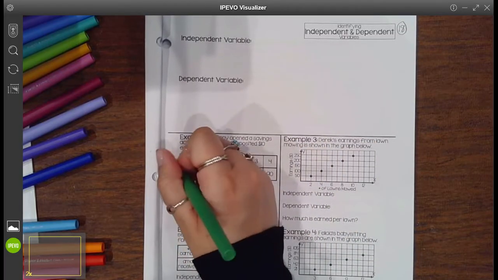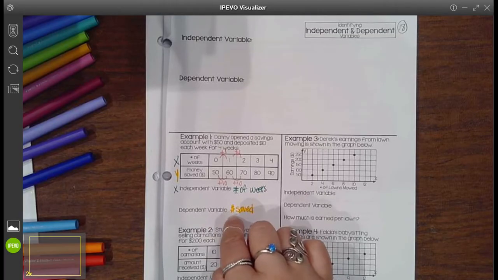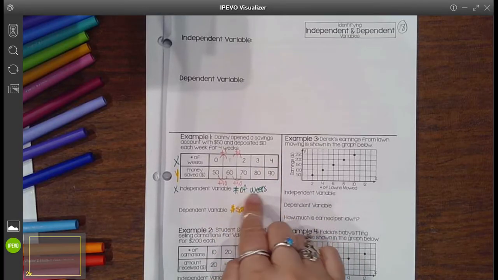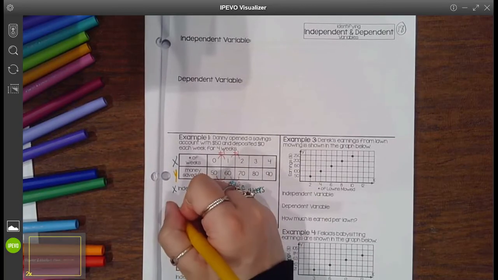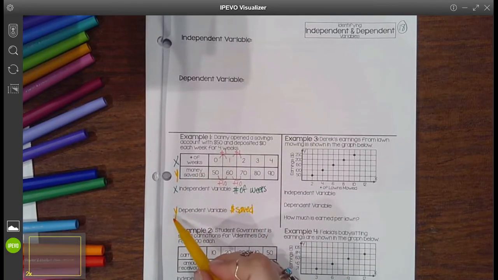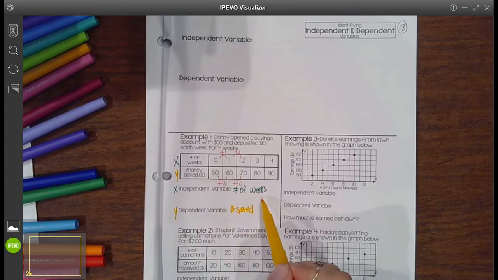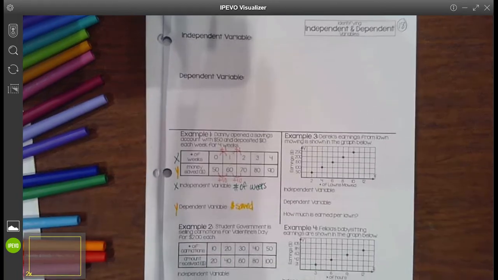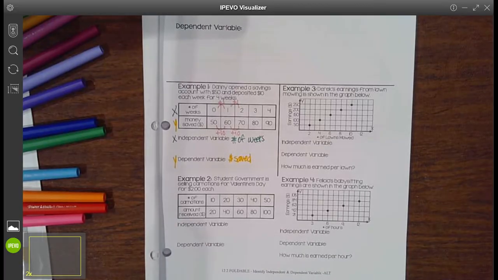So if somebody were to ask you, wow, how do you have so much money? Well, I have that much money because I've been saving for a long time. Okay. There you go. The dependent is the y, and it's talking about the money saved. The independent is x, which is talking about the number of weeks that you've been saving. Why don't you see if you can identify the independent versus the dependent for example 2? Okay.